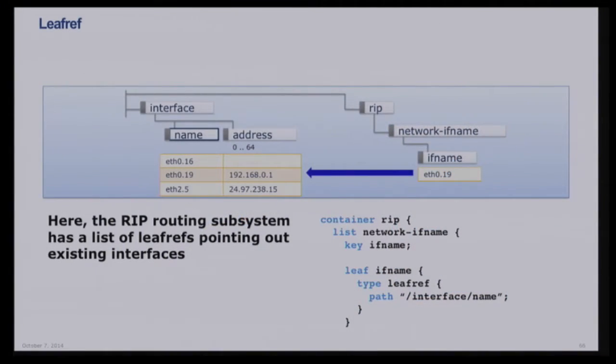In this case, we have a RIP routing subsystem that has a list of leafrefs pointing to existing interfaces. The key point here is that you can't, for example, remove an interface in this case. If you were to try and remove the interface by a particular name using configuration means, it would complain that it would invalidate the RIP configuration. So this is a specific example of that.